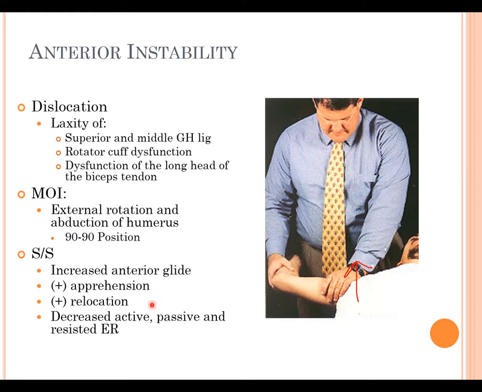So remember the difference between those. The apprehension is when you're in the 90-90 and you go into external rotation and you go until they tell you to stop and you're looking for pain and apprehension. The Jobe relocation test is like what he's doing here, where he puts pressure on the anterior joint capsule, does it again. Remember that these two tests should be used together. The apprehension and relocation test should be used together.